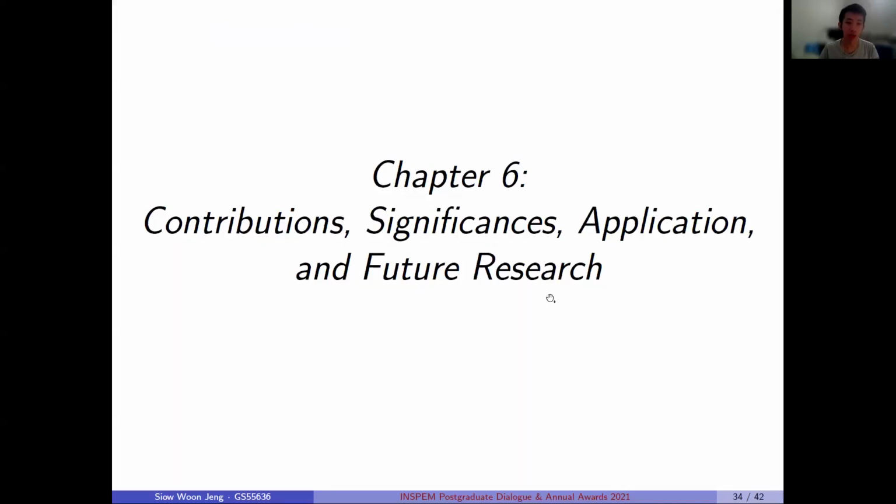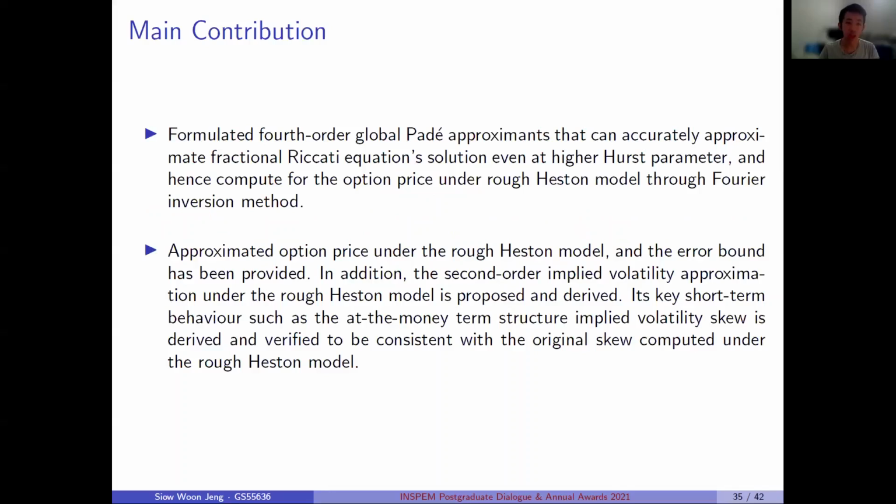So chapter 6 talks about the contribution, significance, application, and future research on my work. So the main contribution is that I have formulated the fourth order Padé approximation that can accurately approximate the fractional Riccati equation solution even at higher Heston parameters as compared to the previous study. And then we can actually compute the option price under the rough Heston model through the Fourier inversion method. And the second main contribution is actually about constructing an approximation formula for the option price under the rough Heston model, where the error bound of the approximation formula has been provided in the work itself.